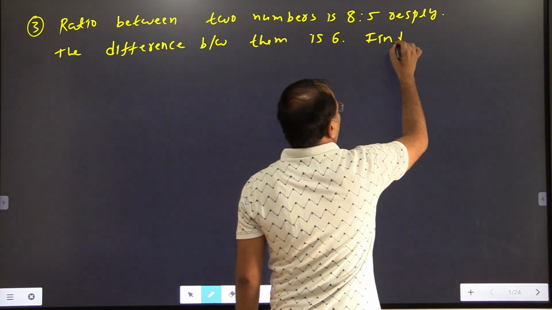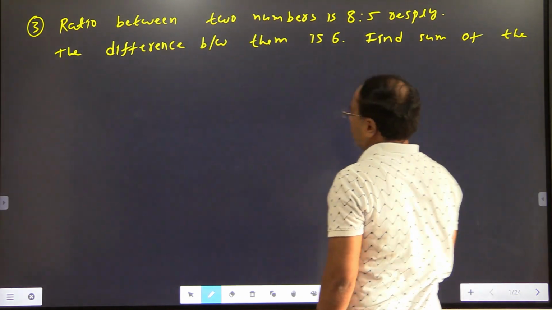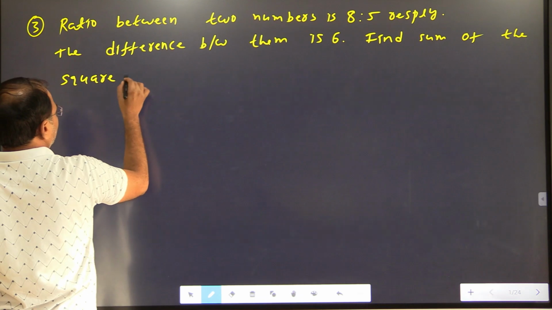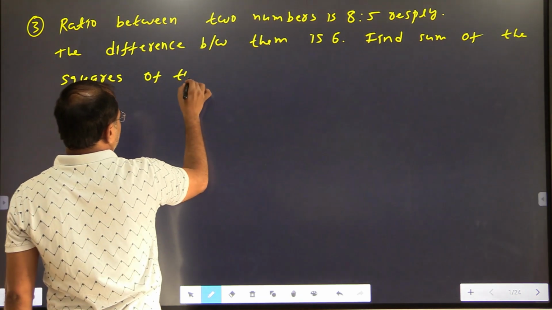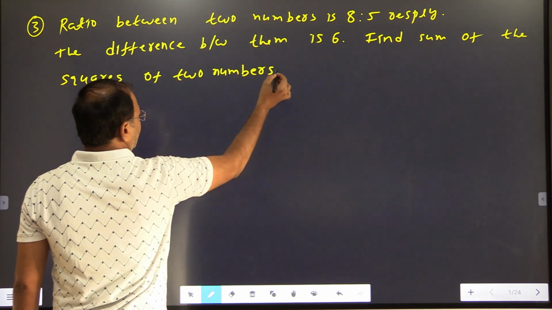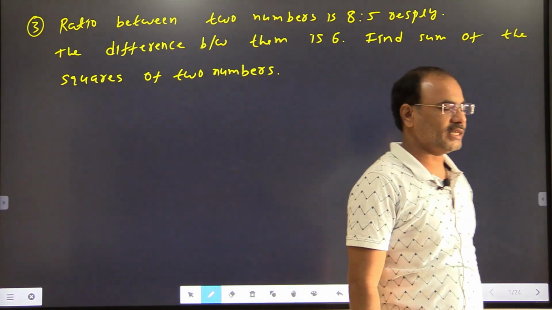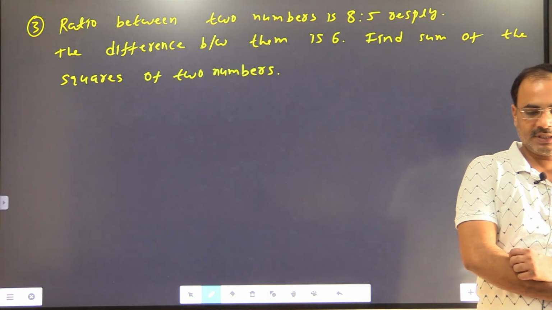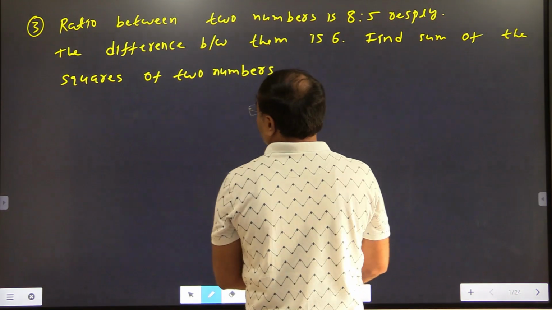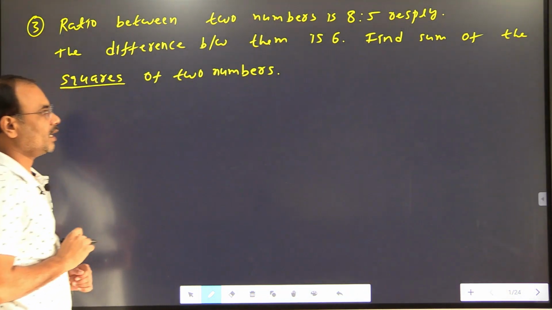Find the sum of the squares of 2 numbers. So this is the question. The ratio of the 2 numbers is given, that is 8:5, and the difference between the 2 numbers is 6. Then find the sum of the squares, not the sum of the 2 numbers. It is asking the sum of the squares of the 2 numbers.